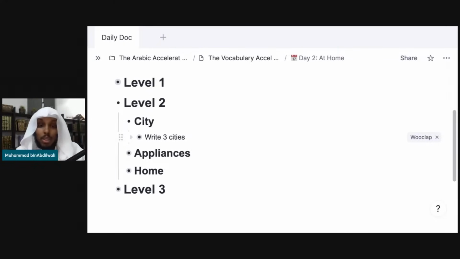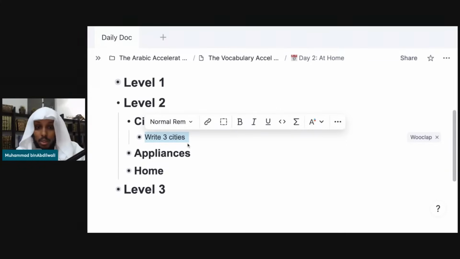So go to Woo Clap. Write 3 cities in Arabic. And then after that, I'll show you what cities I have for you. Now, Woo Clap is being a bit annoying. I'm going to close Woo Clap and open another screen because of the whole Zoom settings, zooming in and zooming out. I can't figure out how to fix it. Hope that works. Right.